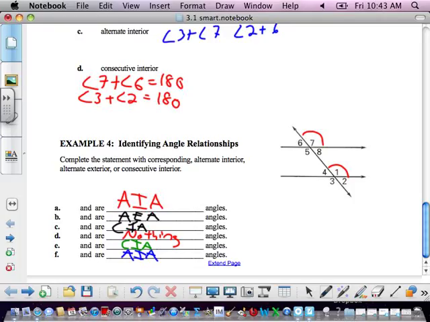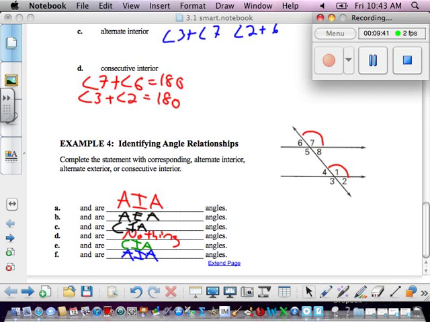Okay. Let's get out our writing. You can do it on a separate sheet.